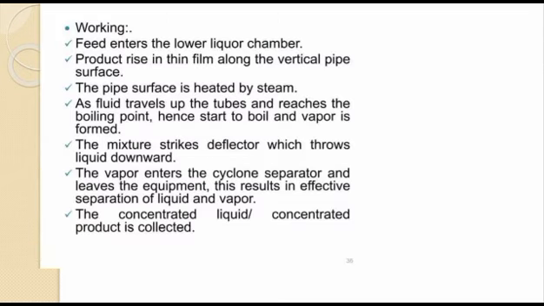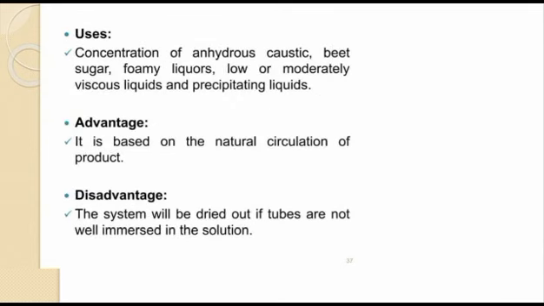Working: feed enters the lower liquid chamber, and the product rises in a film along the long vertical pipe surface. The pipe surface is heated by steam. The mixture strikes a deflector which throws the liquid downward. The vapor enters the cyclone separator and leaves the equipment, resulting in effective separation of liquid and vapor. Thus the concentrated product is collected. Uses: concentration of caustic, beet sugar, foaming liquors, low or moderately viscous liquids and precipitating liquids.